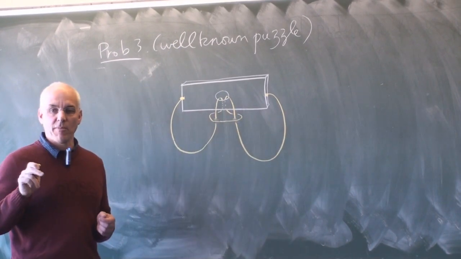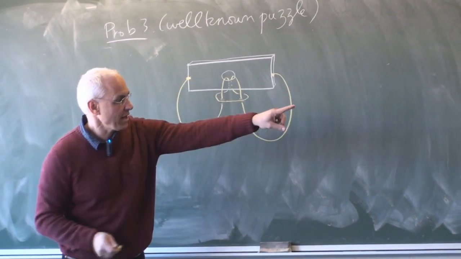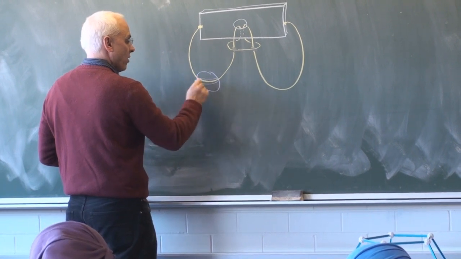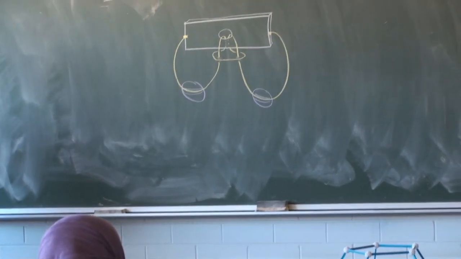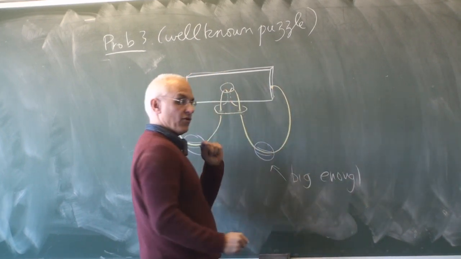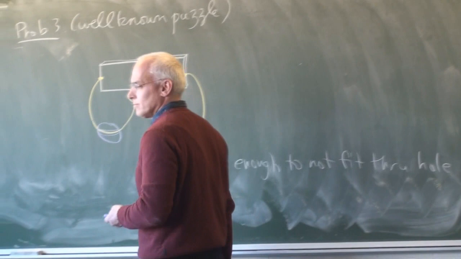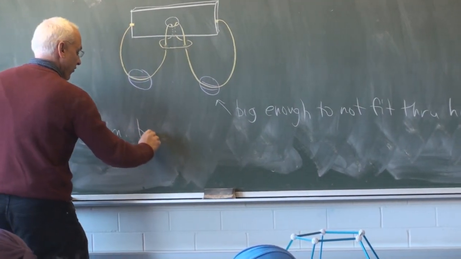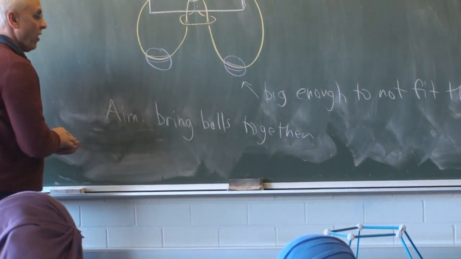An advantage that I have with chalk is that it's easy to rub things off. It's just the nature of this topology. So now you can see that it's a lot like the shape over there. There's a string attached to this thing. And we also have two balls, which are hollow, on each of these strings. And the balls are big enough to not fit through this hole. And the aim is to manipulate things to bring the balls together. In other words, we want the other ball over on this side as well.